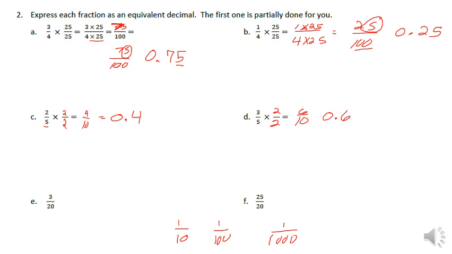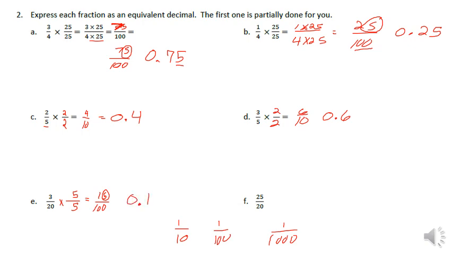Now on letter E, we can see that 20 cannot be turned into 10, but 20 can be turned into 100. And the way we're going to do that is I'm going to multiply 20 by 5. And if I multiply 20 by 5 to get an equivalent fraction, I have to multiply the numerator by 5 as well, and I end up with 15 hundredths.